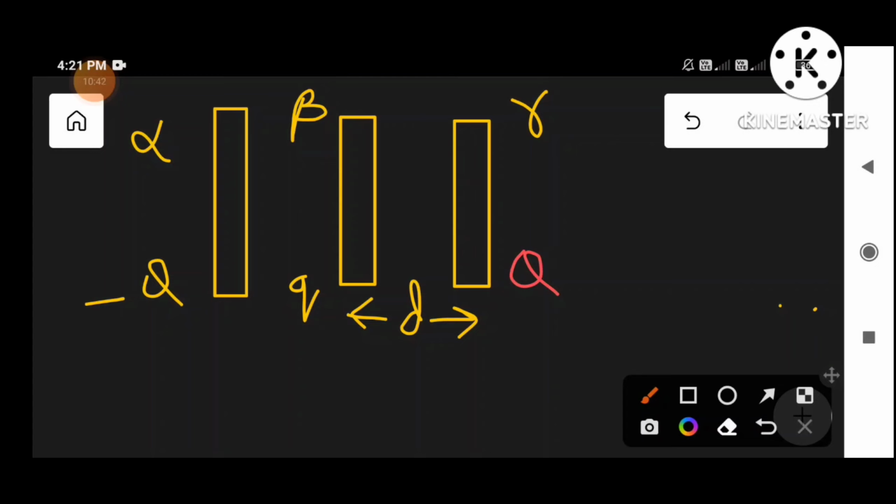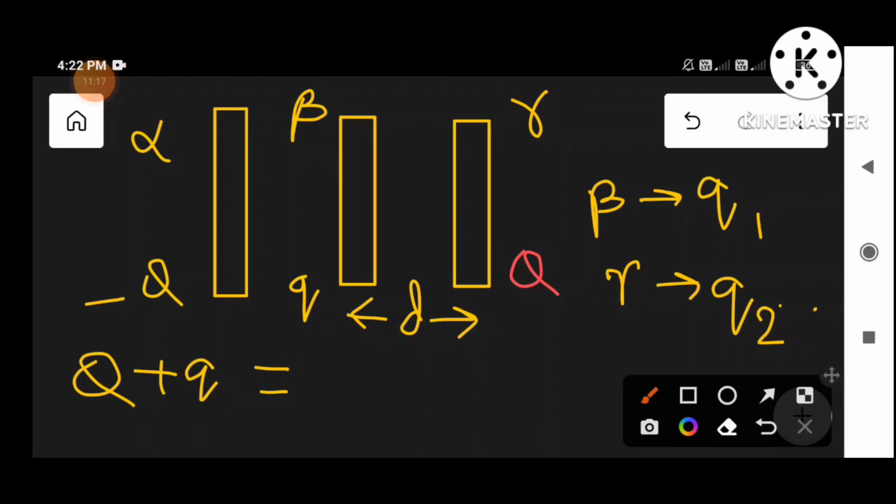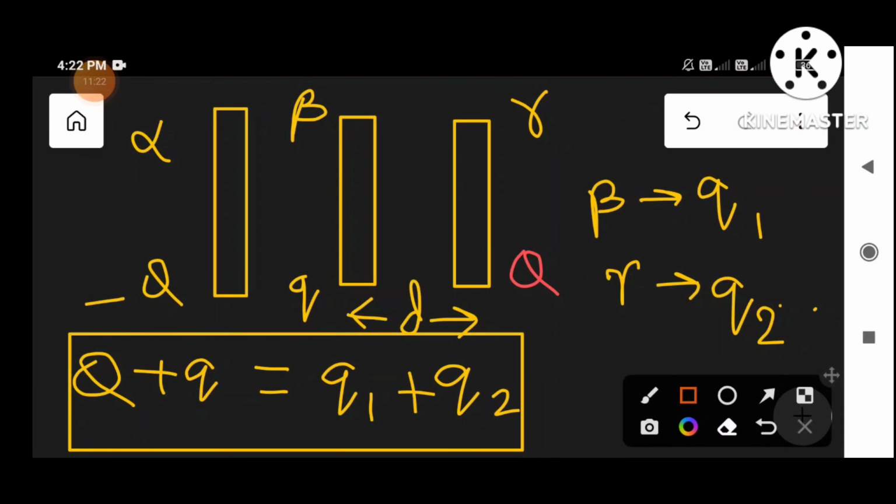And from this idea we can get exactly the charges on them after they collide, the new charges. So let us assume the charges after plate beta collides with gamma: the charge on beta becomes q1, and the charge on gamma becomes q2. We do not know what q1 and q2 are, and that is what we need to find out. But what does the law of conservation of charge say? It says that the total charge of an isolated electric system is conserved, which means the initial charges, capital Q plus small q, must equal q1 plus q2. This condition needs to be satisfied at all costs.